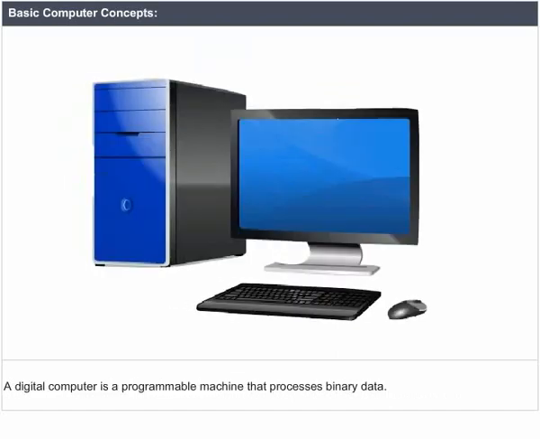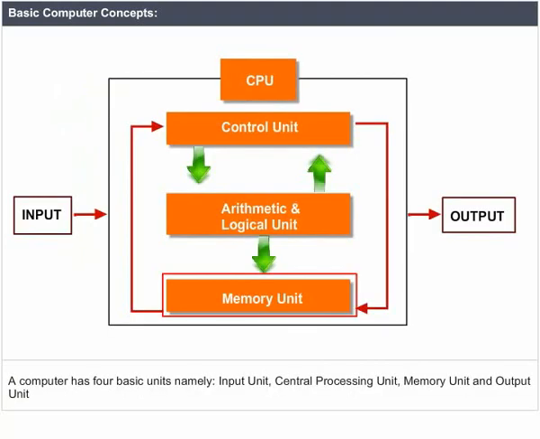Basic computer concepts. A digital computer is a programmable machine that processes binary data. A computer has 4 basic units, namely input unit, central processing unit, memory unit, and output unit.